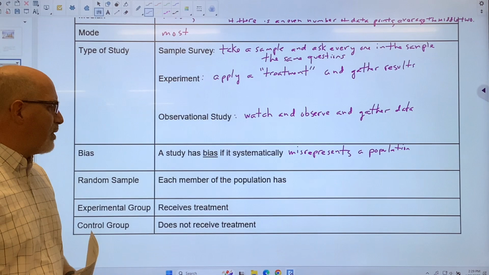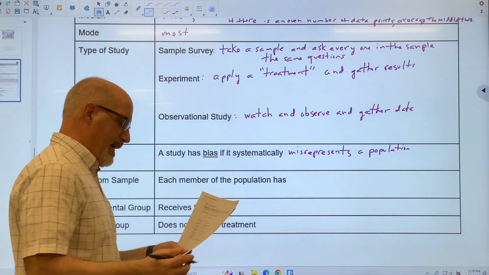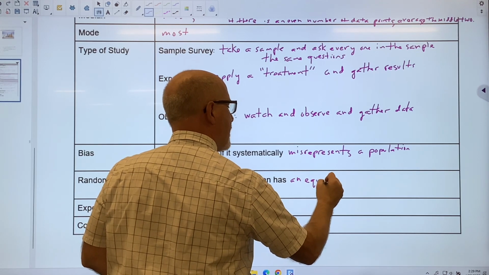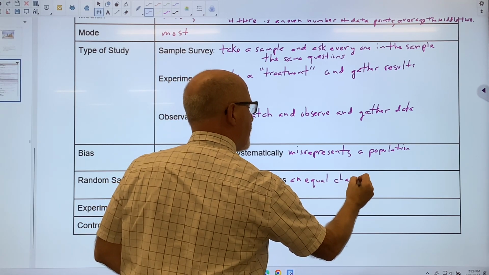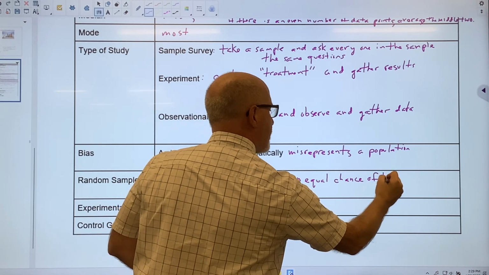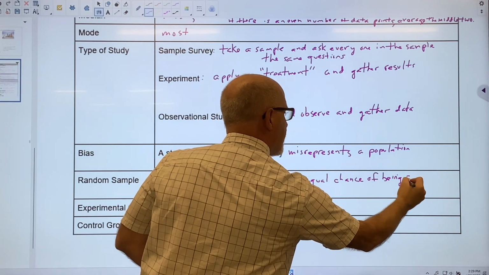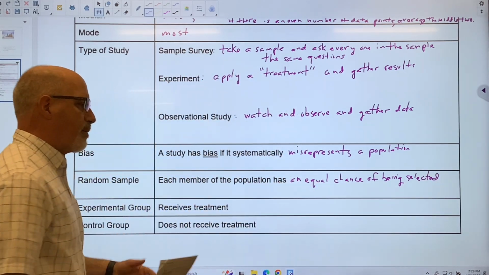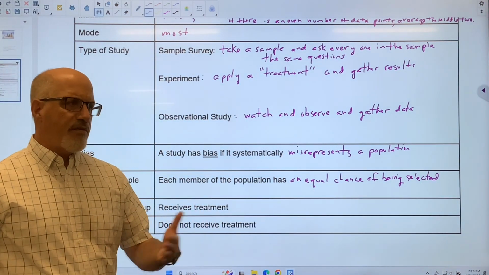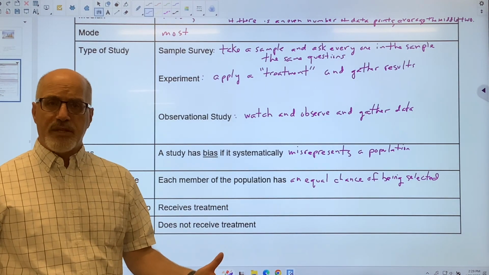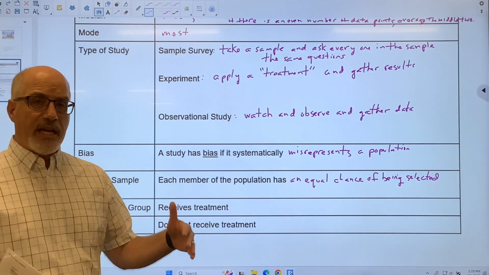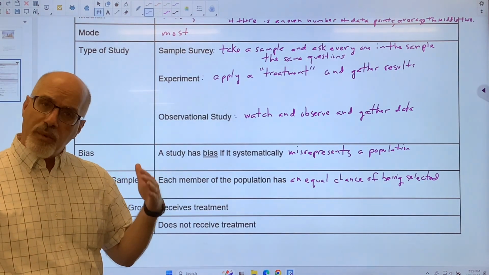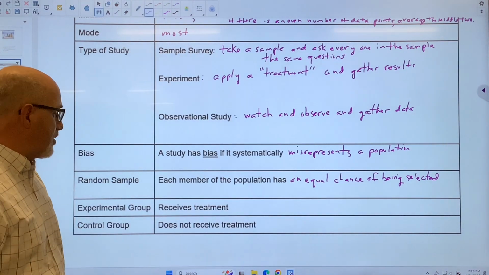A random sample is when each member of the population has an equal chance of being selected. So we want to randomize as much as possible because, again, we can introduce misinformation if we just take our sample from something that's very convenient or something that doesn't show the whole population. That doesn't make it random, and then our data might be skewed in one direction or the other.